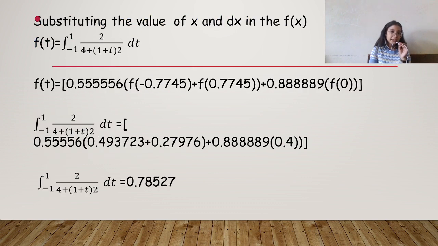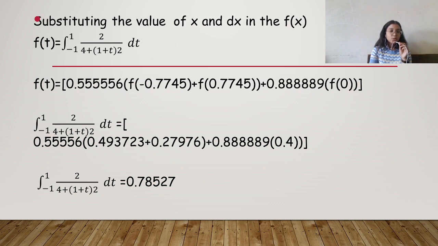Substituting the value of x and dx in f of x, f of t equals integration from minus 1 to 1 of 2 upon (4 plus (1 plus t)/2) multiplied by dt/2. f of t equals 0.555556 times [f of minus 0.7745 plus f of 0.7745] plus 0.888889 times f of 0.